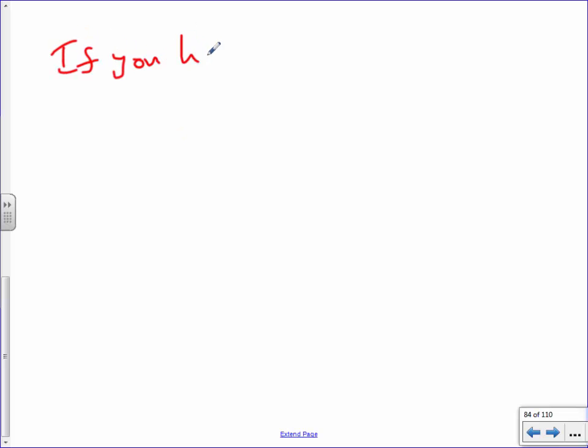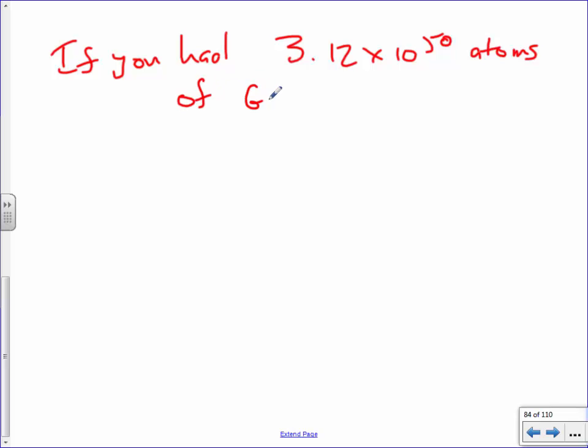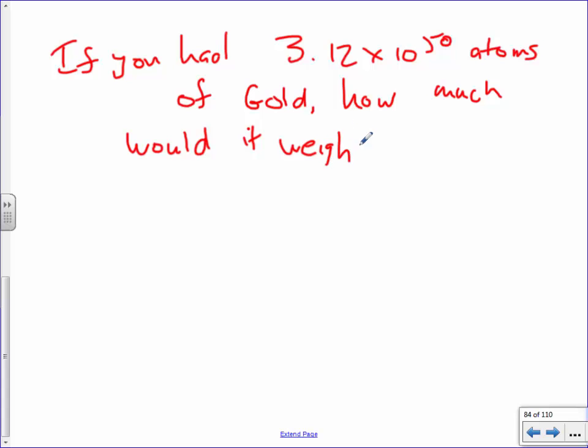If you had 3.12 times 10 to the 50 atoms of gold, how much would it weigh? So here's a typical quiz question. I'm going to give you a whole bunch of atoms of gold. How much do they weigh?